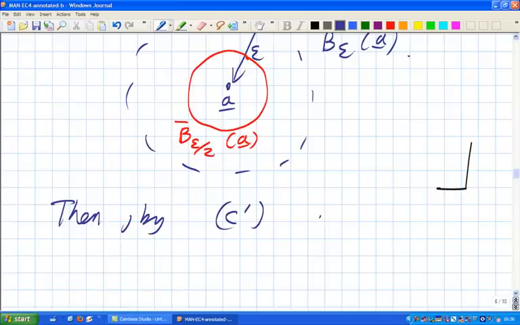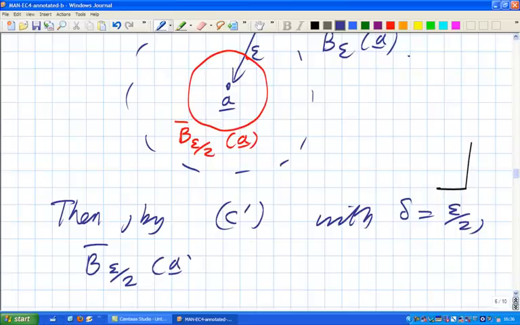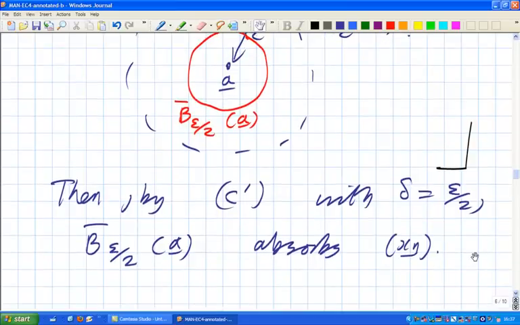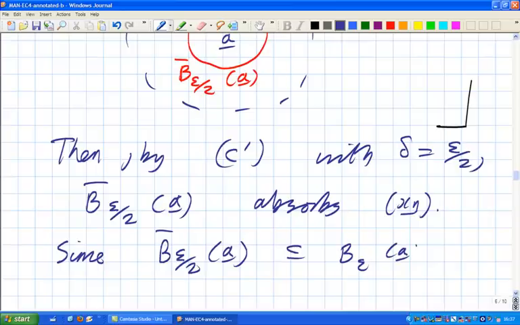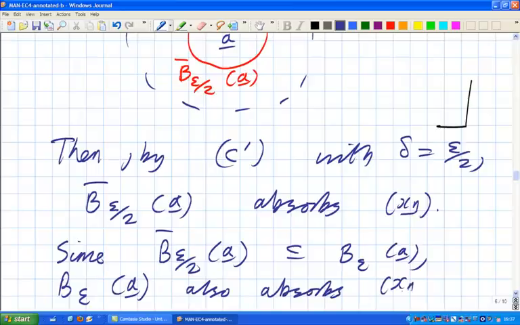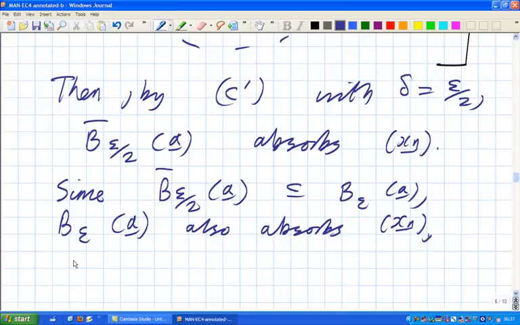By C prime, if you like, with delta equals epsilon over 2, the closed ball radius epsilon over 2 centered on A absorbs the sequence. Remember, C prime was just rewriting C using a delta. But since this closed ball is contained in the original open ball, the open ball absorbs the sequence as well. Which is exactly what we needed to prove. And we're finished.